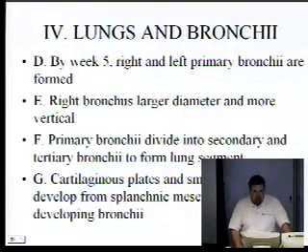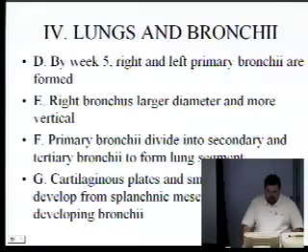Okay, so the primary bronchi divide into secondary and tertiary bronchi, and that forms the lung segment. The cartilaginous plates, which are the little cartilage rings, develop from the splanchnic mesenchyme, as does the muscle surrounding the bronchi.